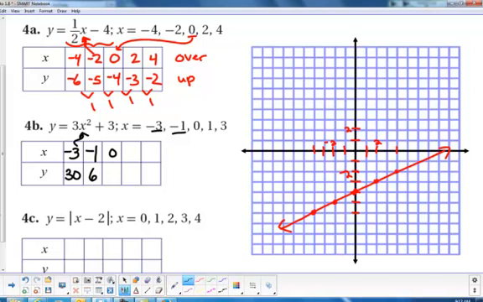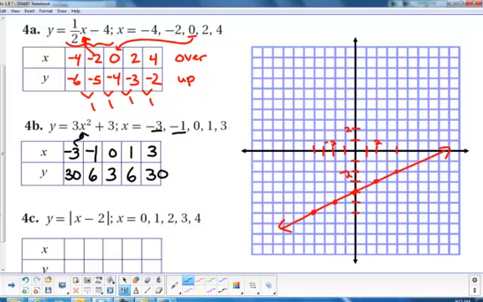Plug in a 0. 0 times anything is 0. 0 plus 3 is 3. Plug in a 1. 3 times 1 is 3. 3 plus 3 is 6. And then plug in your 3. 3 squared is 9. 9 times 3 is 27. 27 plus 3 is 30.